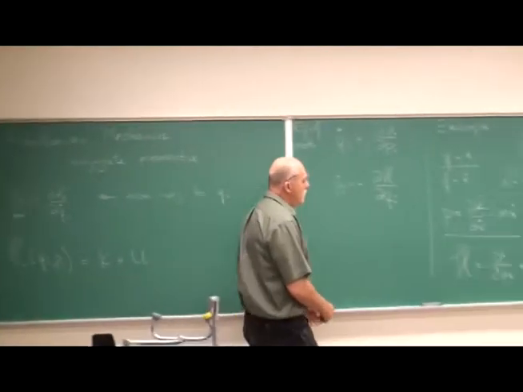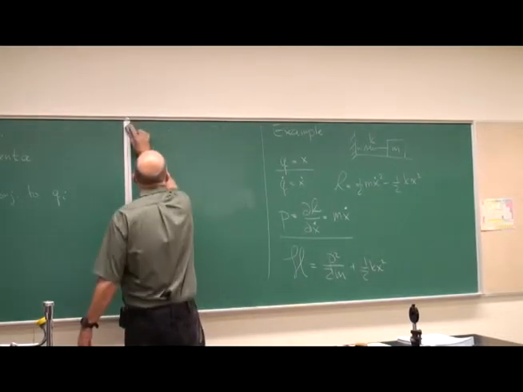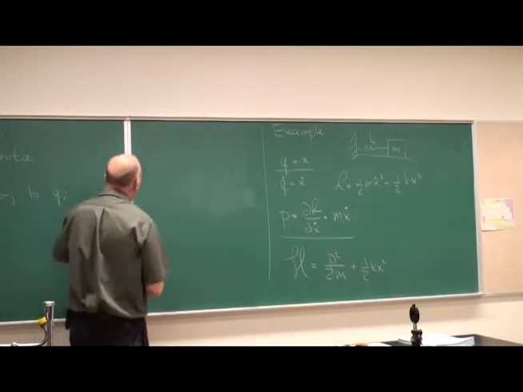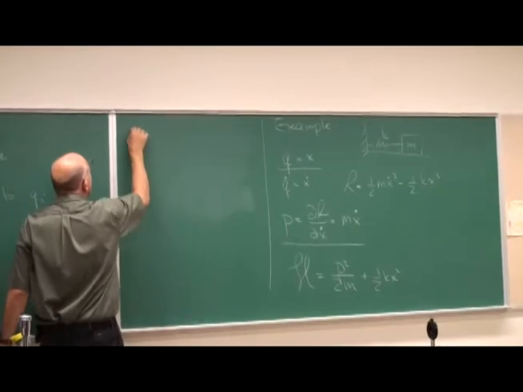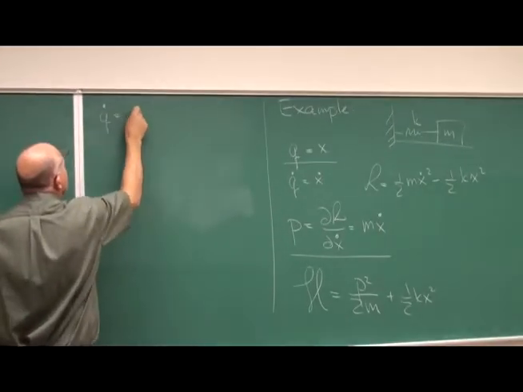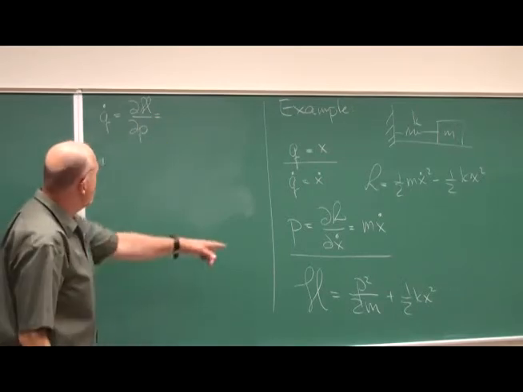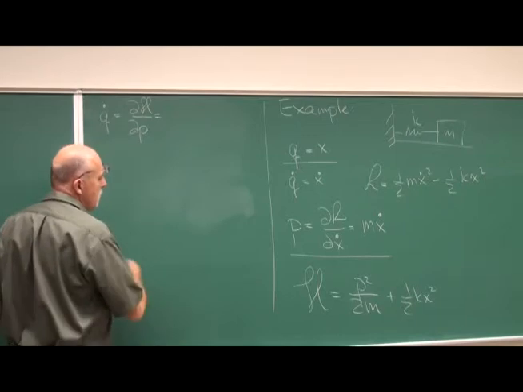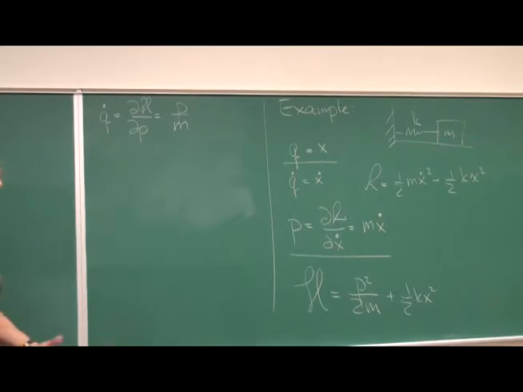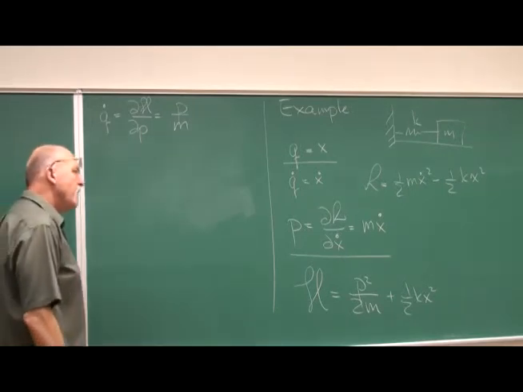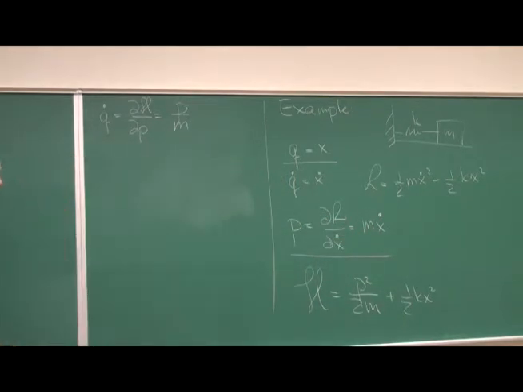Okay, but now we have the Hamiltonian. We still don't have the equations of motion. So if you want to figure out what the motion is, we said that Q dot is equal to dH by dP. And so if we do that, we get Q dot is equal to P over M. Okay, so that's one of our equations of motion. That's kind of obvious, right? X dot is P over M.